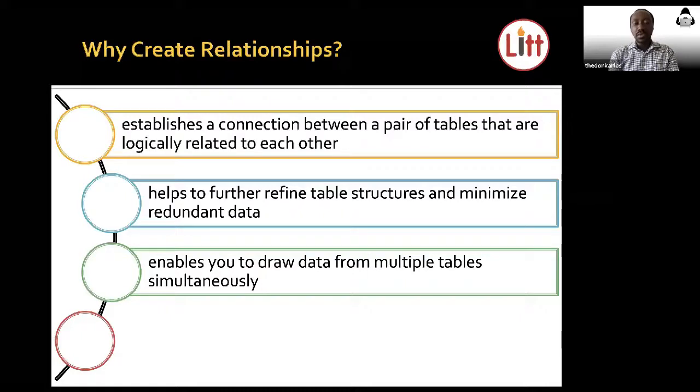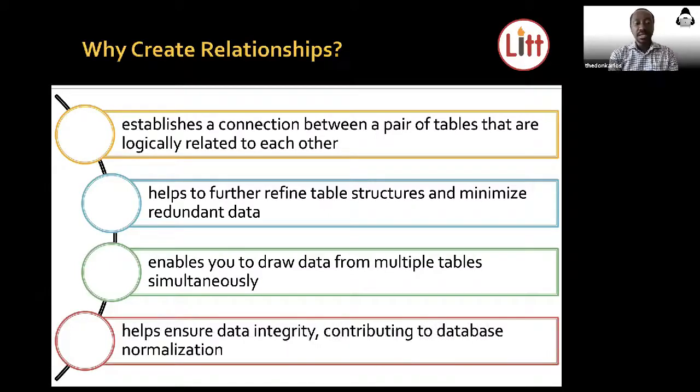It enables you to draw data from multiple tables simultaneously. So there are lots of times that when you're generating reports, you would end up combining data from multiple tables. So let's say you want to generate a list of all employees, and the report should have their department that they are working in, their job roles, and then the projects that they've worked on. In this report, you would end up combining about 4 different tables to generate your report. And you can't do this without creating relationships among all the data sets or among all the entities.